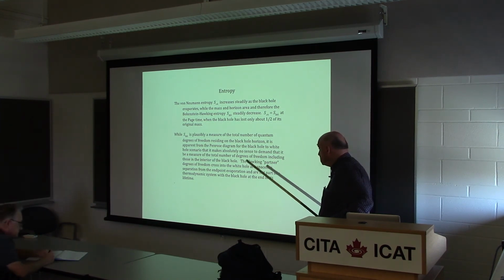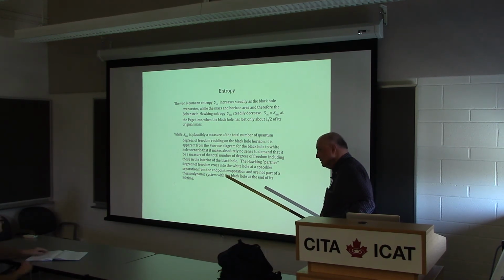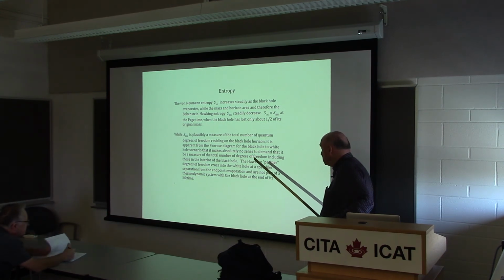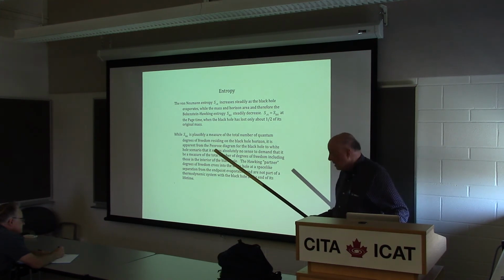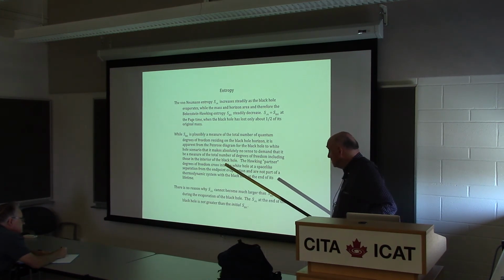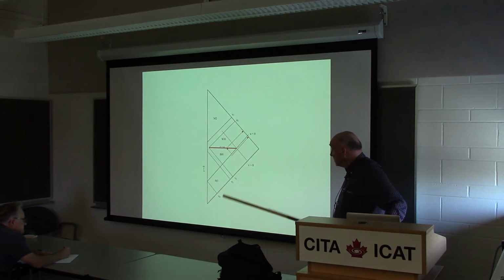Now, I'm saying that, at least certainly in this picture, it makes no sense at all to say that the Bekenstein-Hawking entropy is a measure of the total number of quantum degrees of freedom in the black hole. As you can see, at the end of the black hole, the von Neumann entropy is hugely larger than the Hawking entropy.